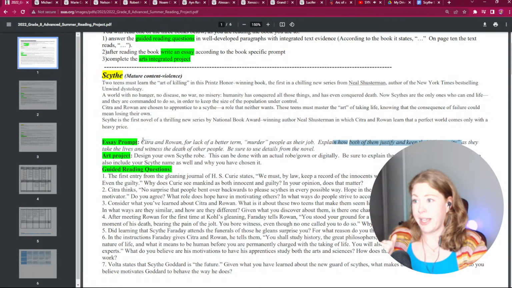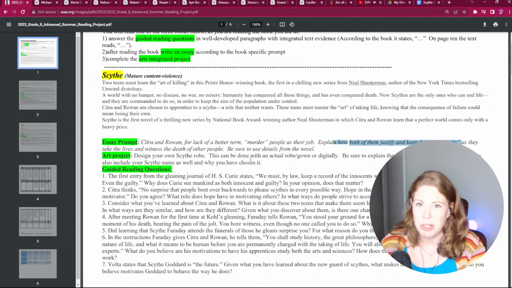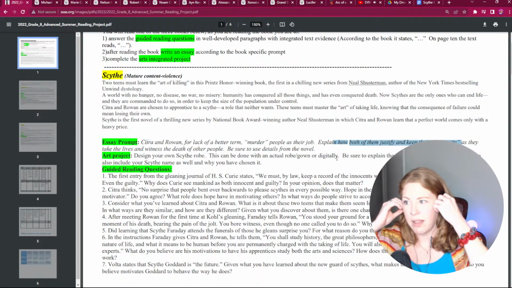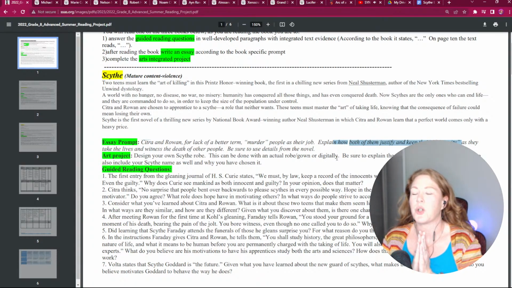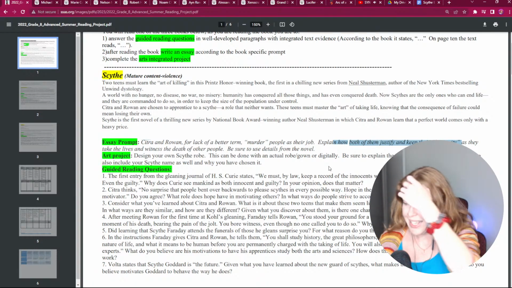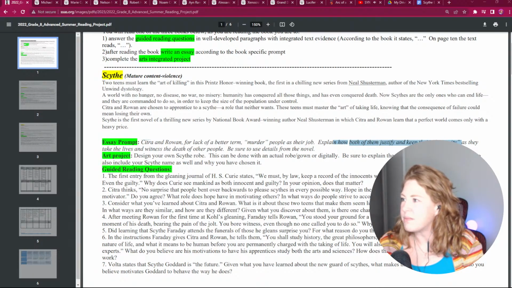For the art project, which seems so cool, we get to design our own Scythe robe. This can be done with an actual robe gown, which would be really cool, but I don't have one, or digitally. So we're going to do it digitally. Be sure to explain the details you've selected and to also include your Scythe name as well and why you have chosen it. Okay, so this is a really great opportunity to pause in our project to look at the patron historic, I keep saying it wrong, the patron historic of each of the Scythes in this book. So let's get to it.